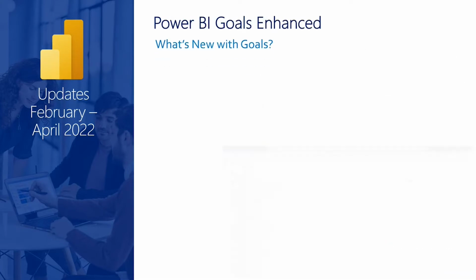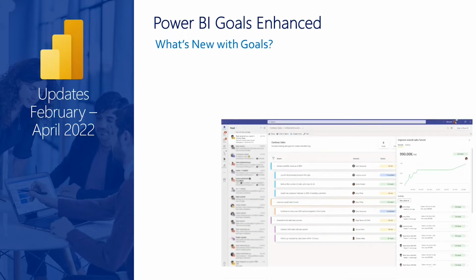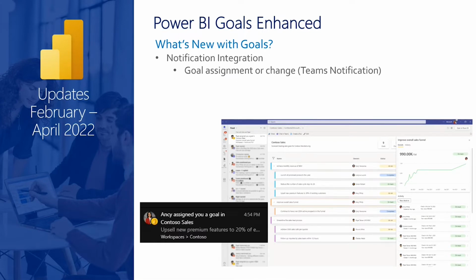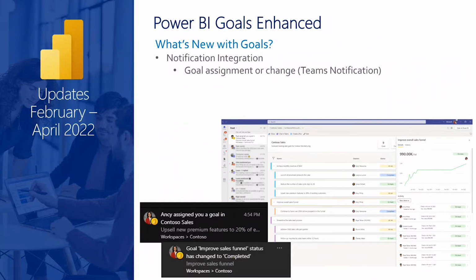The next thing I want to highlight is goals. Goals is a feature that was introduced a few quarters back. It's only available up on the Power BI service. There's an actual menu item for goals. And this is something that allows you to create individual or team goals that can be tracked. Some of the new features are a tie-in to Teams notifications. So an example is if you have a new person assigned to a goal, they'll get a notification in Teams. Or if a status of one of your goals changes, that notification will come out to you as well.